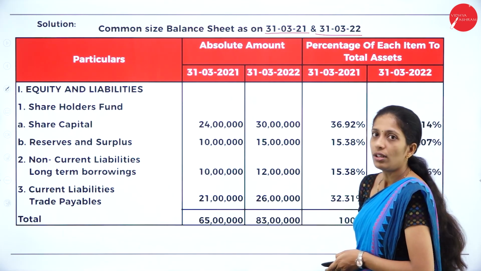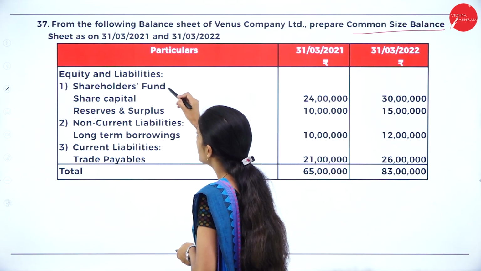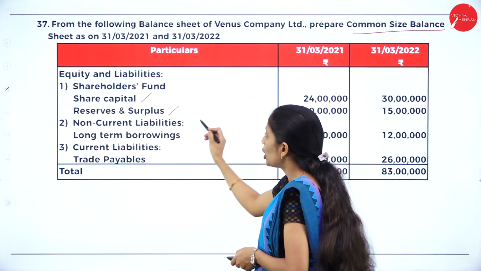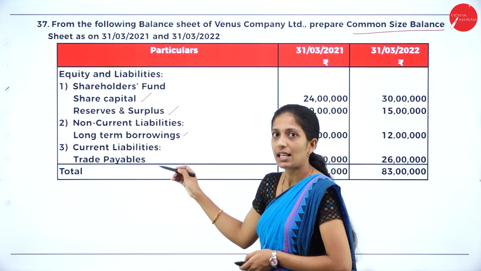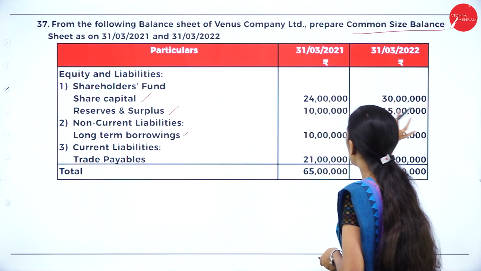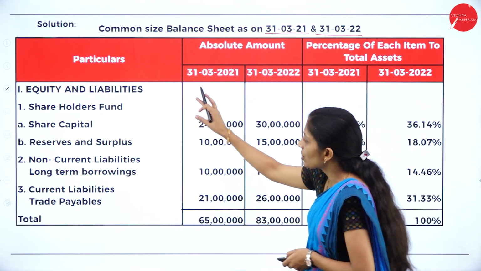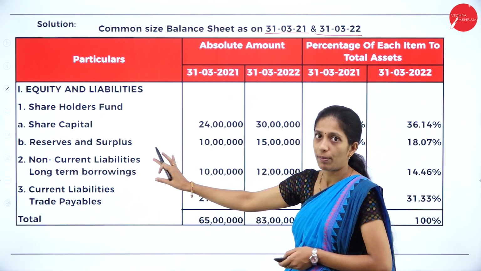Now, as usual, we'll start with equity and liabilities. First, record all these. Shareholders fund, under that we have share capital, reserves and surplus, non-current liabilities, under that we have long-term borrowings, current liabilities, trade payables. Fill the respective amount as it is. So we are done with these particulars as they have given in the problem.